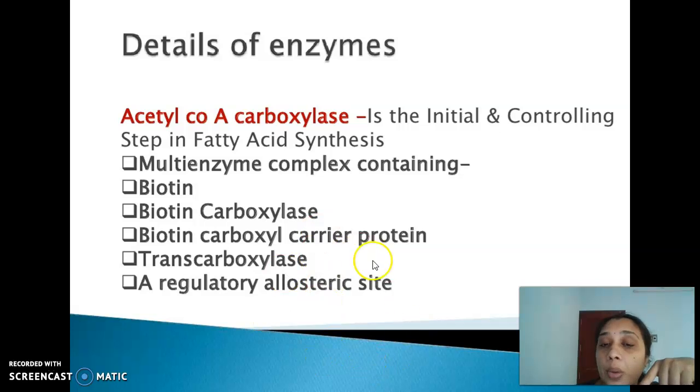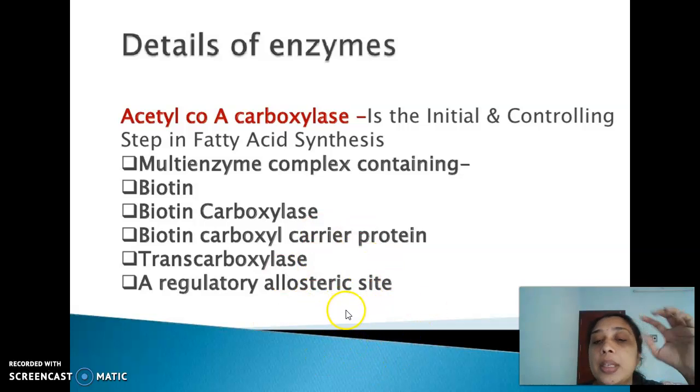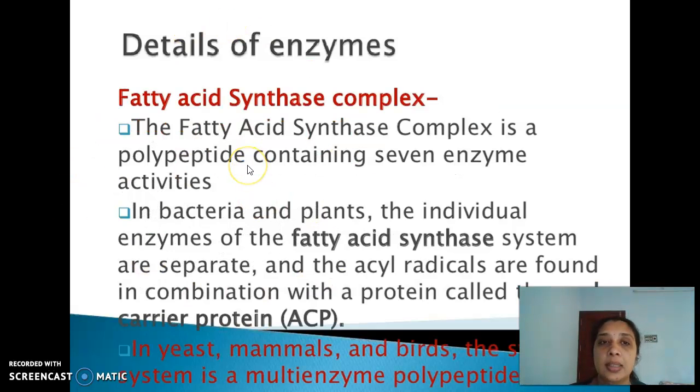Again, it also has an allosteric site to which the bicarbonate comes and binds. Clear? So this forms the structure of the acetyl-CoA carboxylase enzyme. The regulatory or allosteric site is where the activator or the inhibitor comes and binds. Right? So it's a very important enzyme involved in fatty acid synthesis.